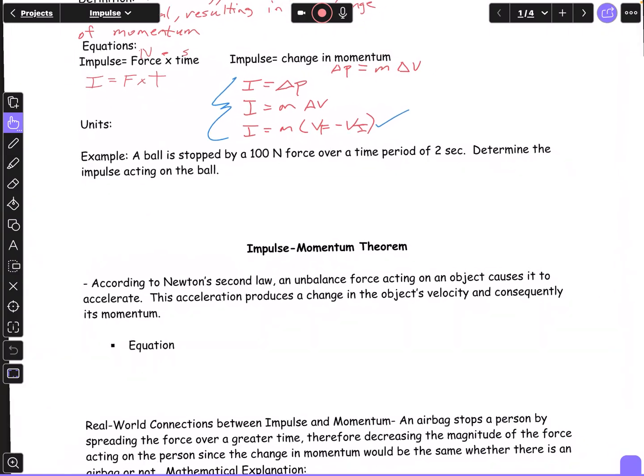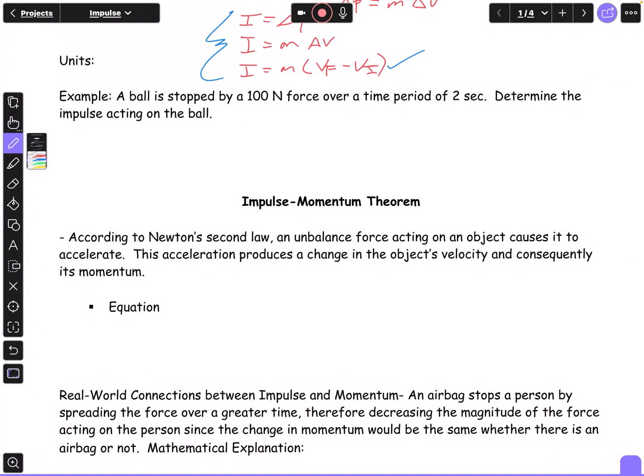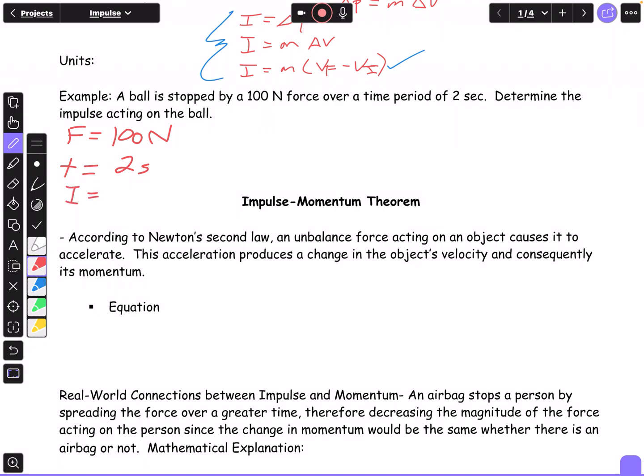So if I look at a problem here: a ball is stopped by a 100 Newton force over a time period of 2 seconds. Determine the impulse acting on it. We're using the GUESS method. First, I'll write down my givens. The problem gives me 100 newtons. Newtons tell me force, so force is equal to 100 newtons over a time period of 2 seconds. Now my units are right in seconds. If they would have been minutes or hours, I would have wanted to convert it to seconds. It's asked me to determine the impulse, which is I.